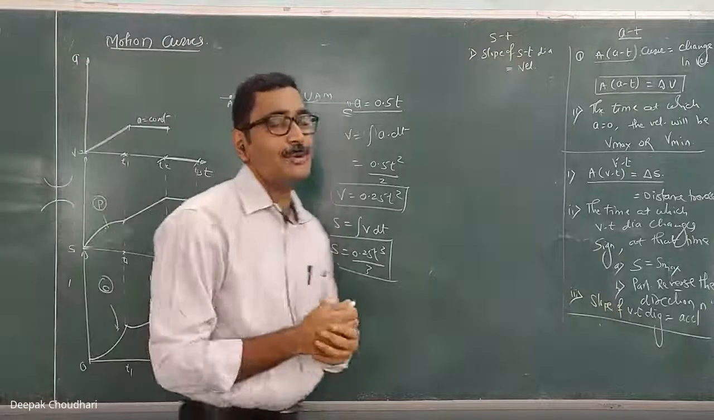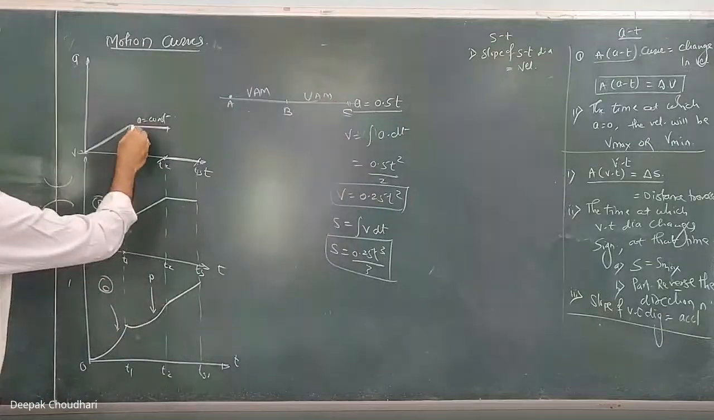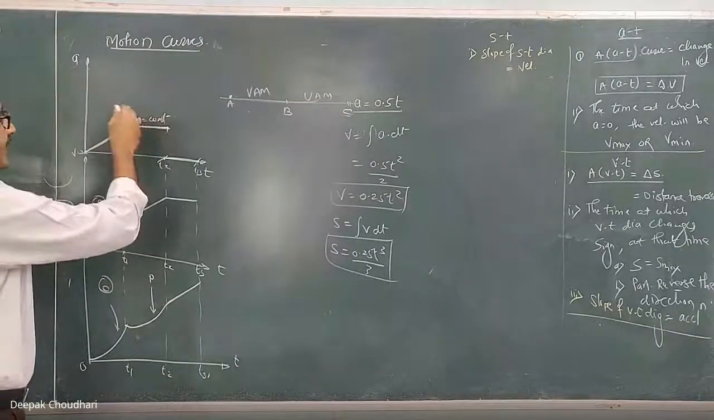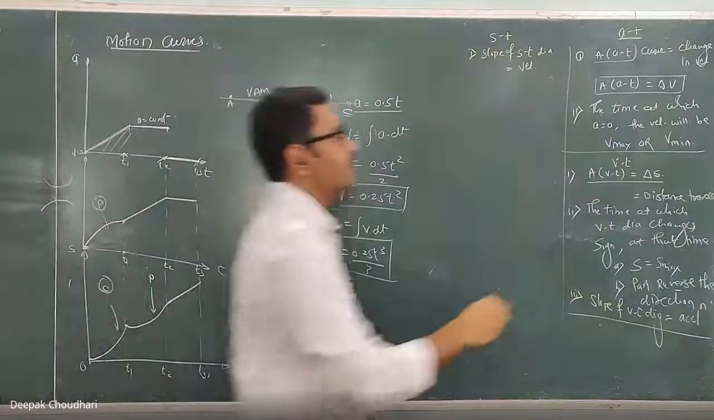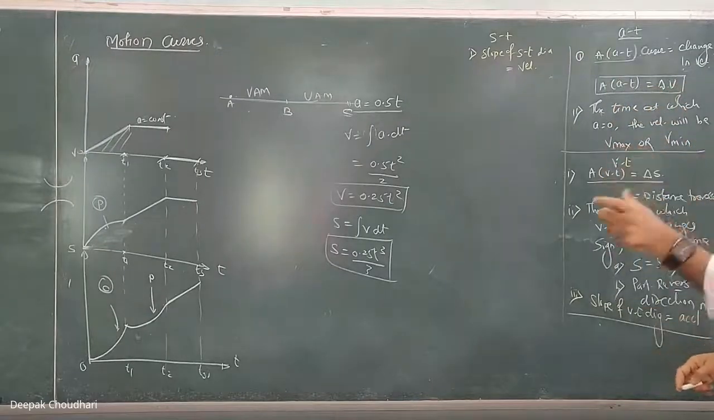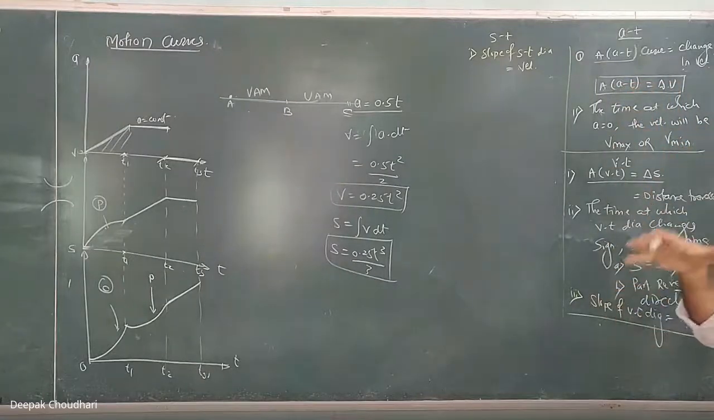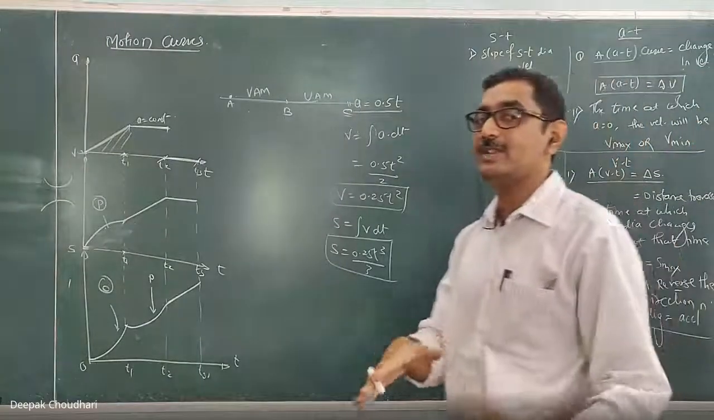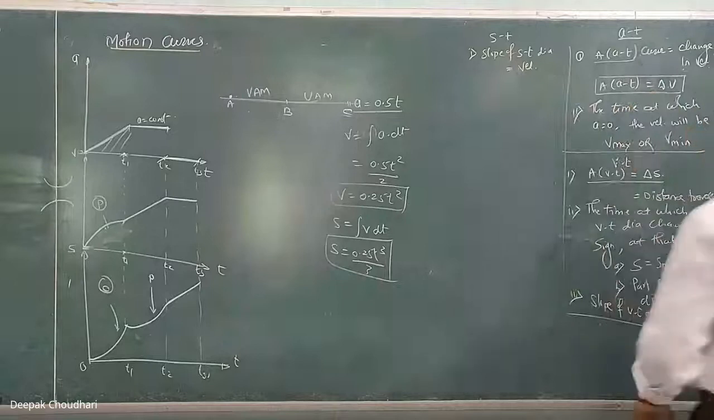Now, which are the properties of the motion curve? I told you that the area under the AT curve in some interval of time gives you the change in velocity. Remember once again, the area under the AT curve will not give you the instantaneous velocity of a particle at any particular moment. It gives you the change in velocity.